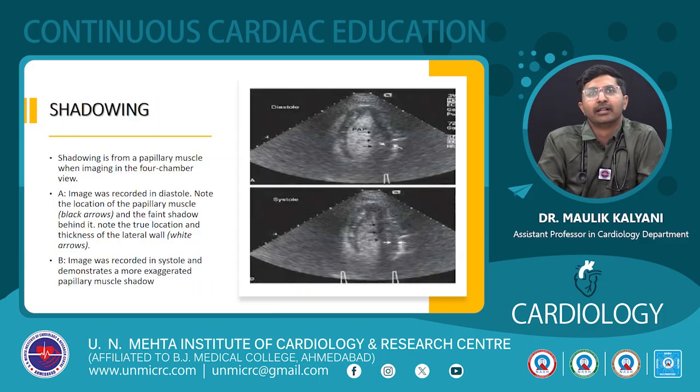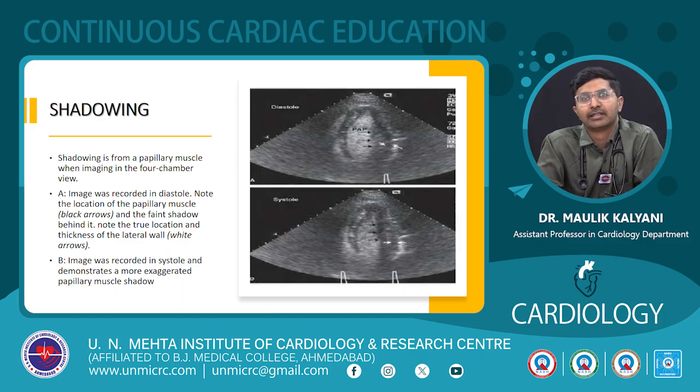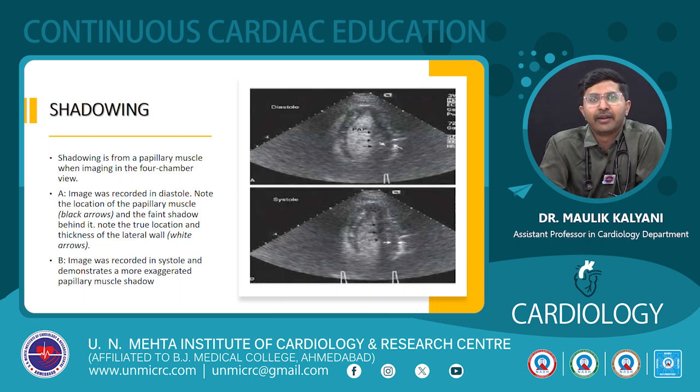Next is the shadowing. So whenever we are doing the 4-chamber view, there is a papillary muscle or any calcified structure which gives you the shadow, and so we might underestimate the cavity size, and we do not find the true endocardial border. So in the right sided image, in diastole there is still some visible difference between the papillary muscle and the lateral border of the left ventricle, but in the lower image in systole, all the borders are merging. So in this case the shadowing artifact is really troublesome.